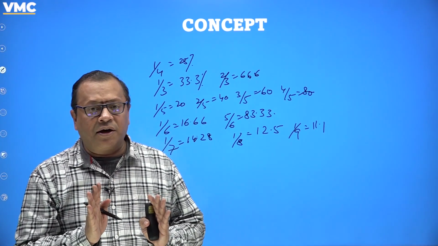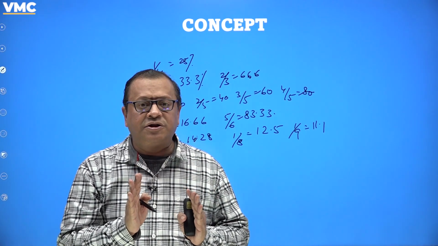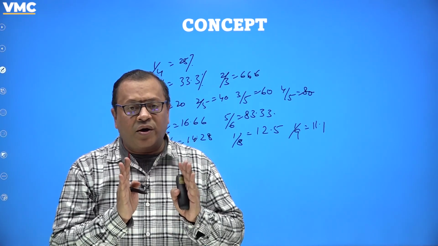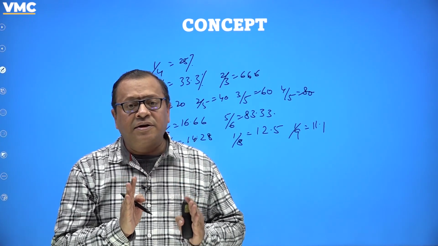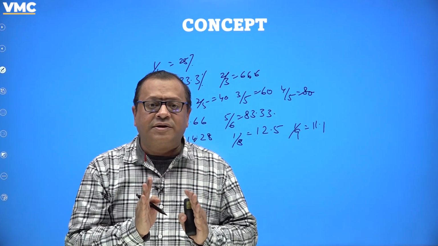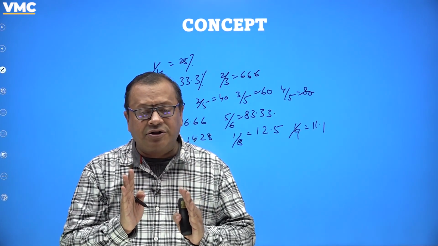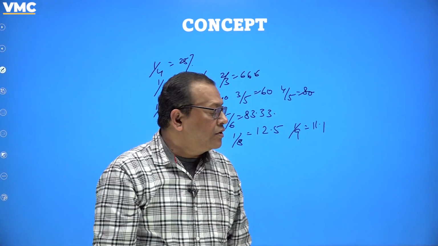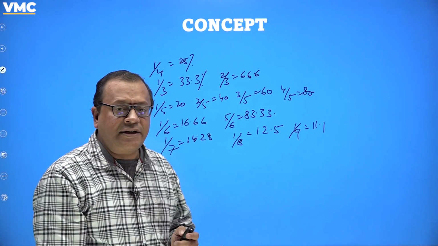ये एक बहुत इंपॉर्टेंट बात है. परसेंटेज के क्वेश्चंस में always remember you have to take the base as 100. Never take the value as x. हमेशा 100 लेके चलो, सारे क्वेश्चंस हो जाएंगे.